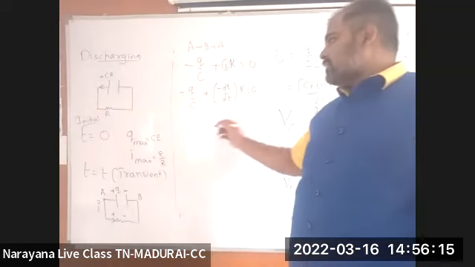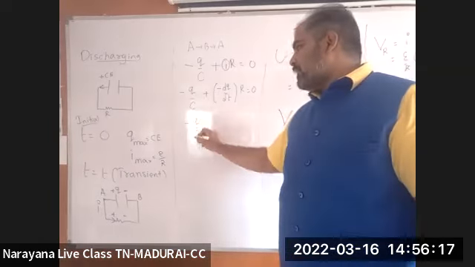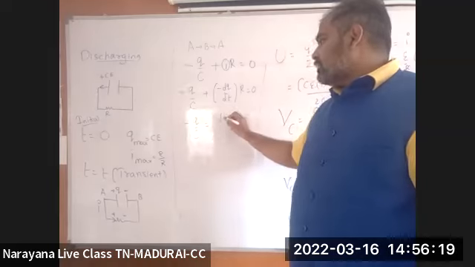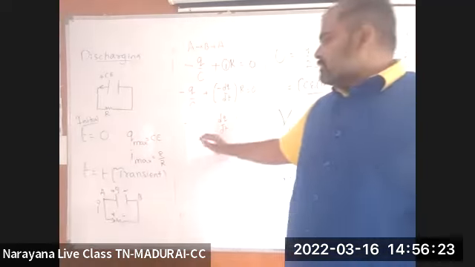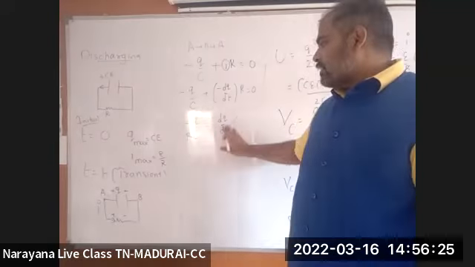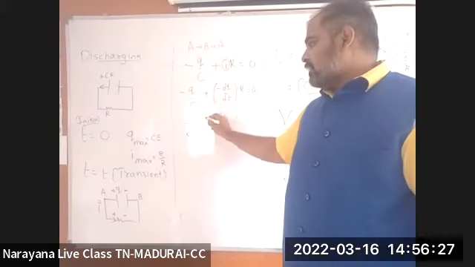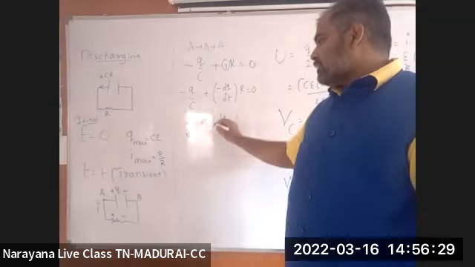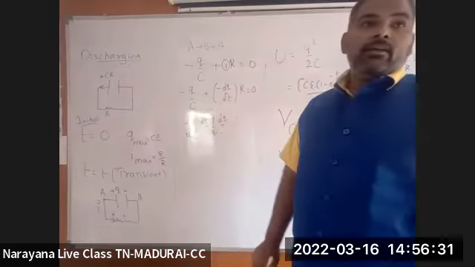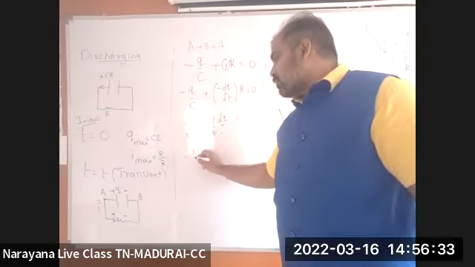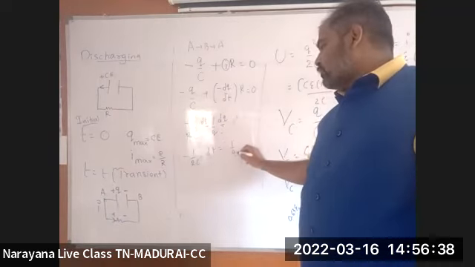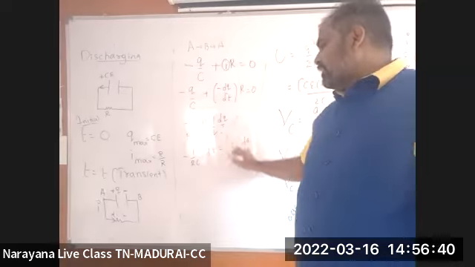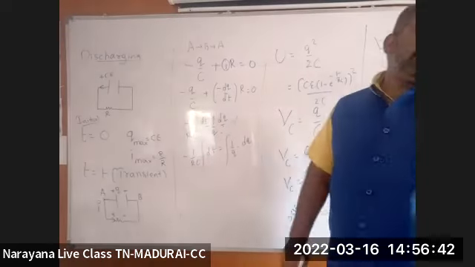Here time is variable and dq charge is variable, so I am sending that side. So what will happen? Q by C is equal to dq by dt into R. R I am sending this side, dt this side, and q this side. So what do you get? Minus 1 by RC into dt equals 1 by q into dq, and integrate on either sides.